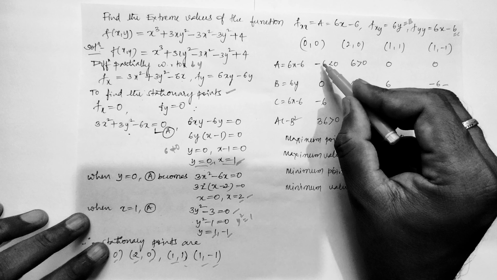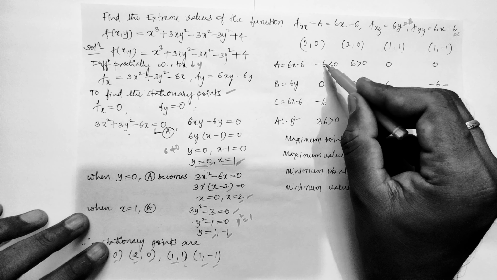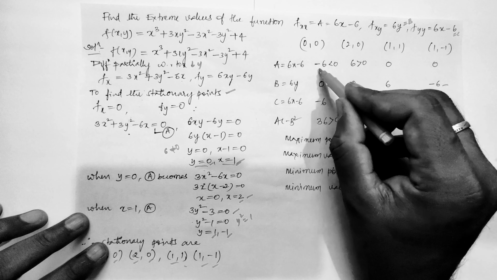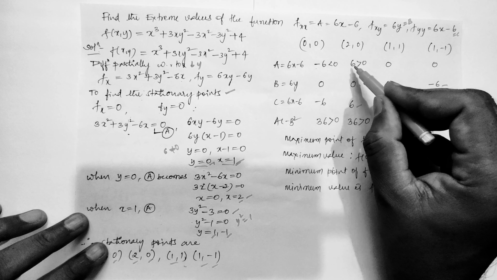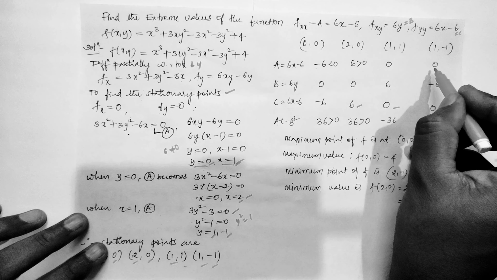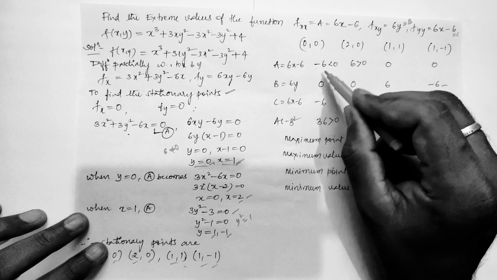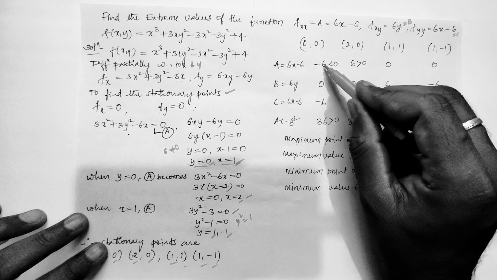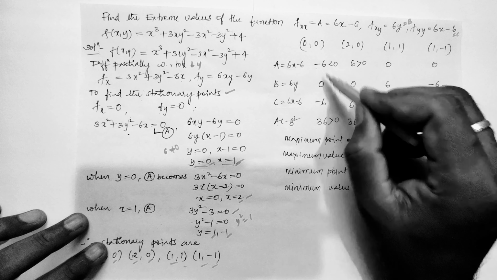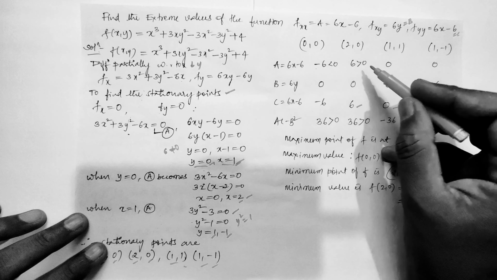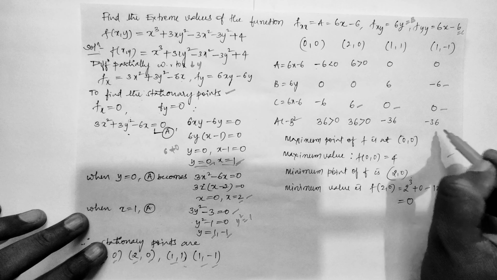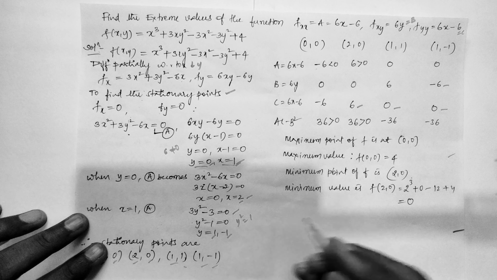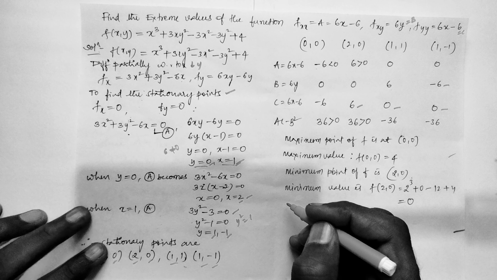Next, we are calculating AC minus B square. A value is less than 0 as per the value. Minus 6 is less than 0. 6 is greater than 0. Other two are 0 value. AC minus B square, minus 6 into minus 6 is 36 and it is greater than 0. 6 into 6 is 36, greater than 0. These two are negative.